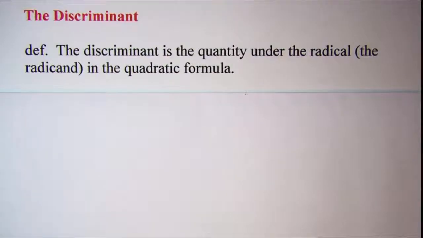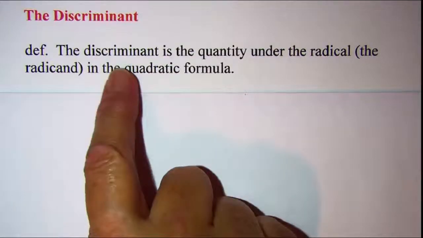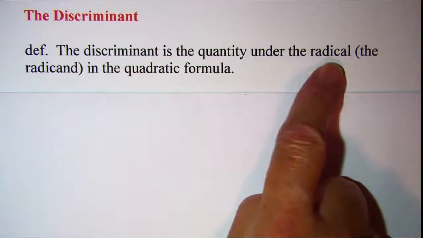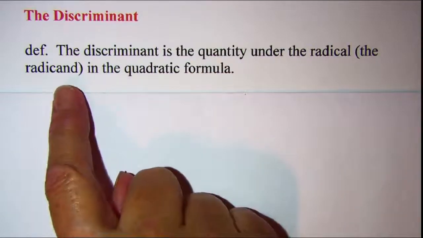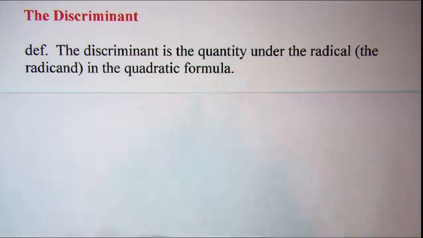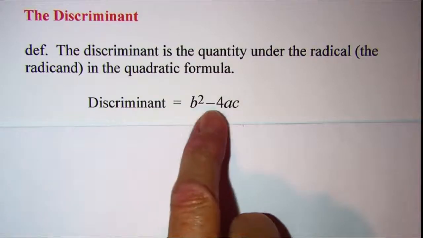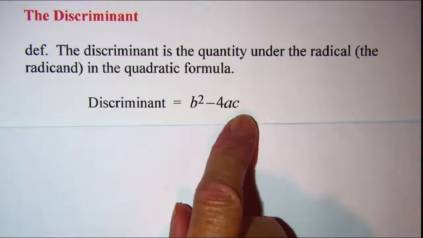In this video, we'll be looking at the discriminant. Definition: the discriminant is the quantity under the radical, or the radicand, in the quadratic formula. So the discriminant is b squared minus 4ac.